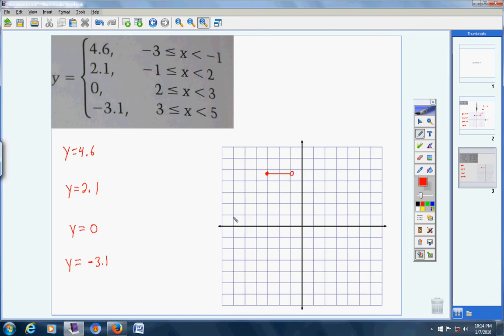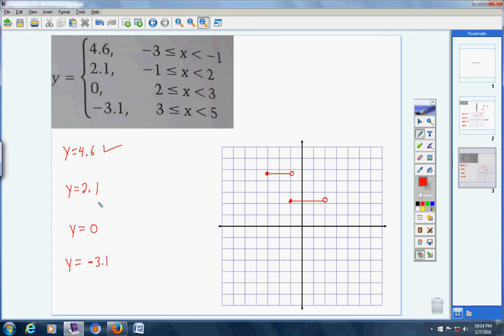There we go. The next line, y equals 2.1. So we have a horizontal line. That would be 2, and just a little above that, 2.1. That's good enough. Now, this line has to fall between negative 1 and positive 2, so we're going to slide this all the way over to negative 1, and then to a positive 2. This point here will be closed, and this point here will be open.